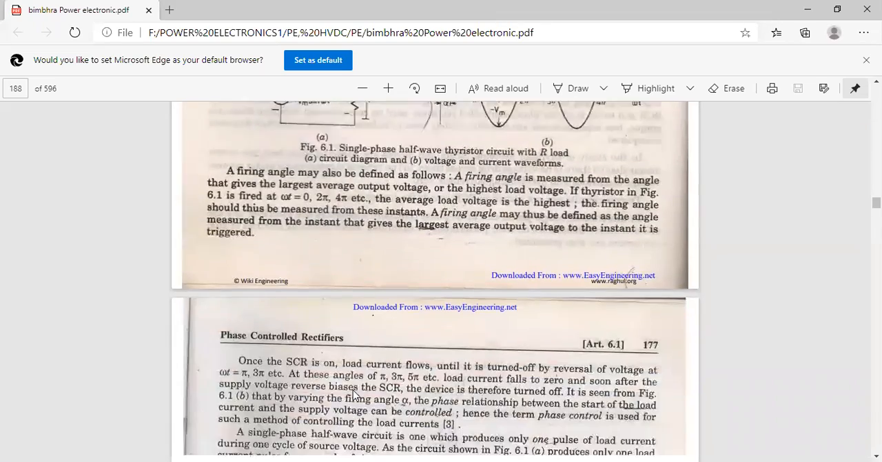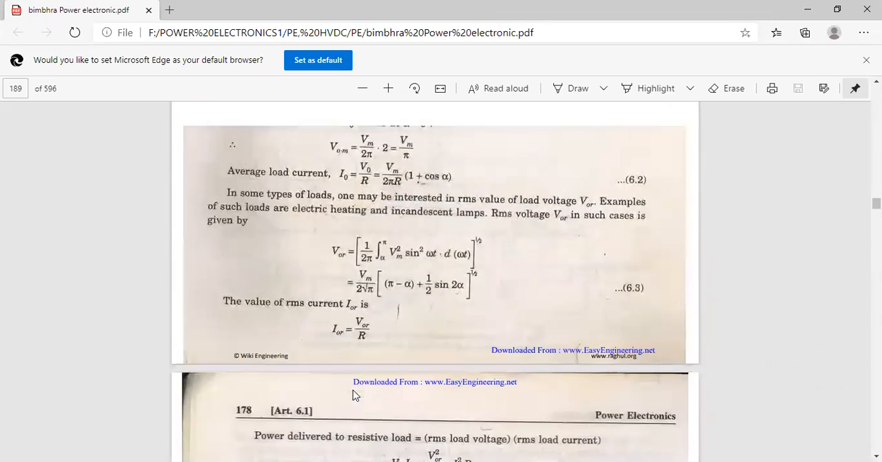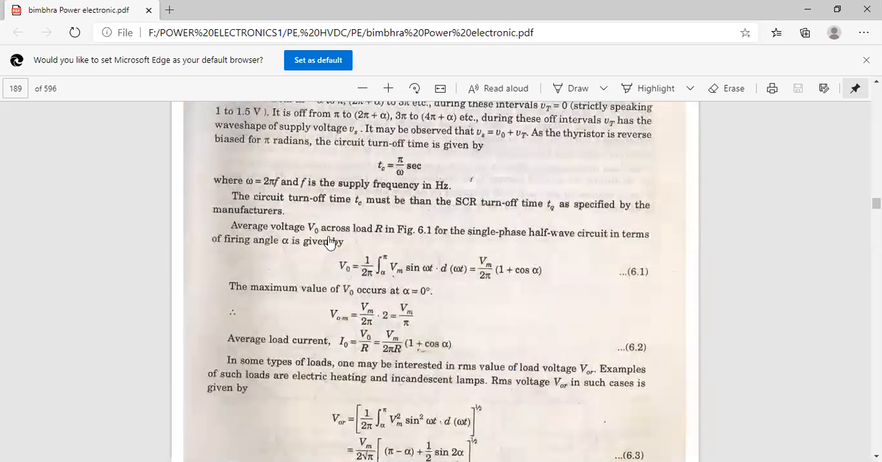That's why taking the limits as, see the limits. V0 is equal to 1 by total time period, limits are alpha to pi. Why 1 by total time? 1 by 2 pi. 2 pi means the total time period of one cycle. 1 by total time period integral of alpha to pi. Input voltage is Vm sin omega t, the instantaneous voltage, d omega. If we simplify that, we will get this form. This is the average output voltage.